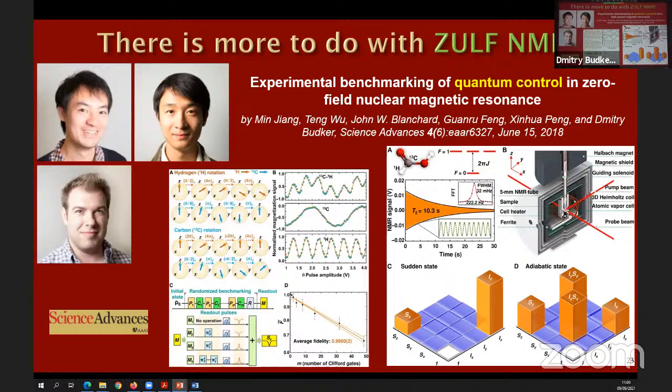There are other ways. A more prosaic way of selectively addressing carbons and protons is to temporarily apply a high field, which for us would mean something like Earth field, and then you already can selectively address the two spins with microsecond pulses.